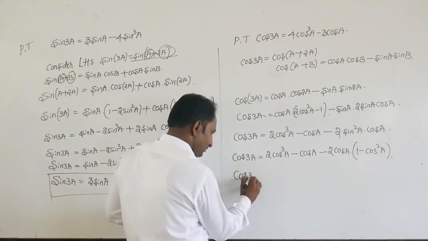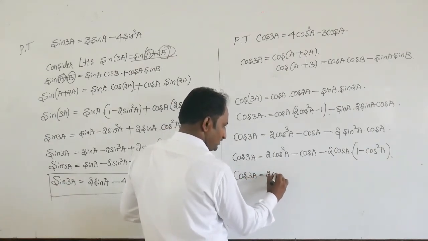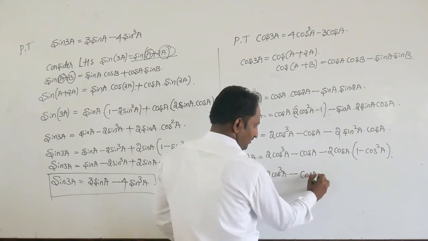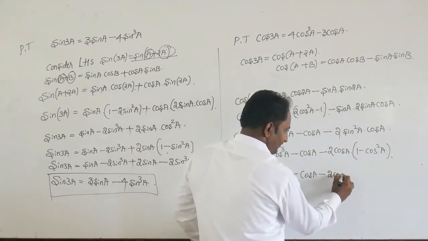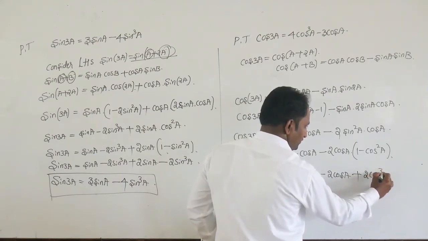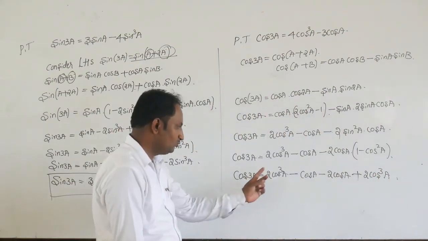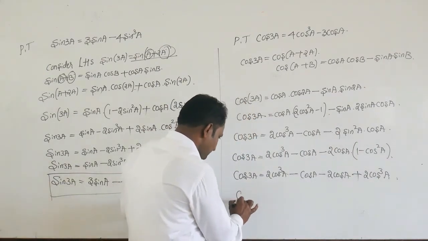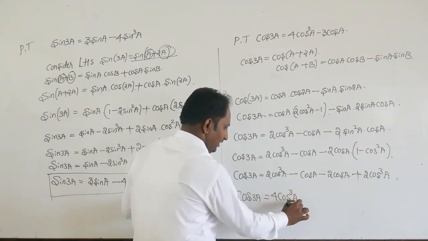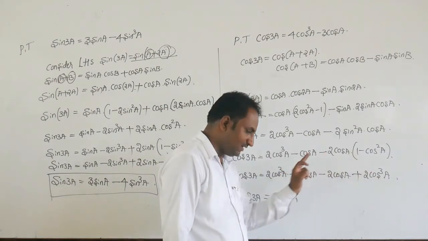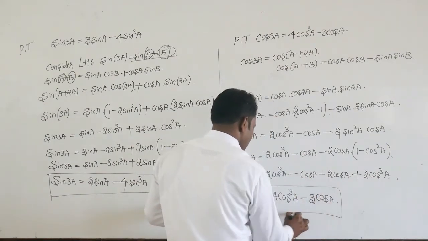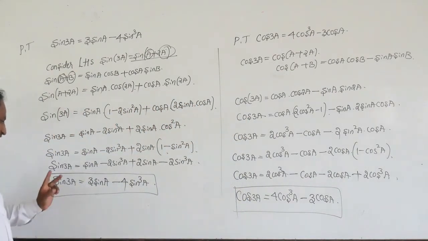Cos of 3A is equal to 2 cos cube A minus cos A minus 2 cos A times (1 minus cos square A), minus of minus plus 2 cos cube A. Here 2 cos cube A plus 2 cos cube A, the value is cos of 3A is equal to 4 cos cube A minus cos A minus 2 cos A. The value is minus 3 cos A.